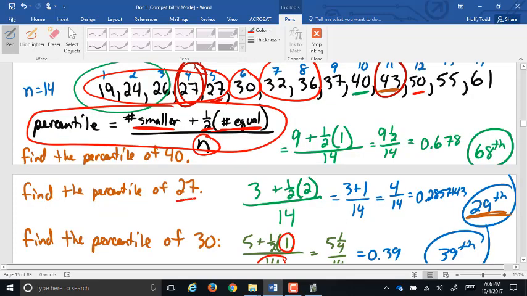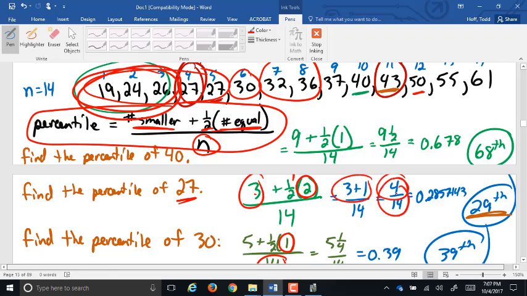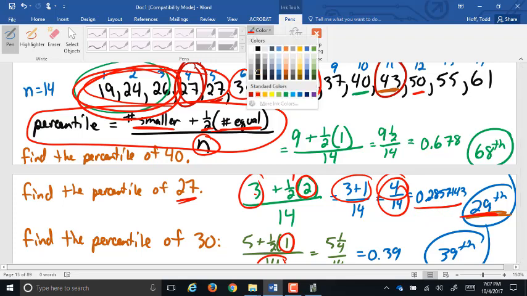So like when we did 27, there were only 3 numbers that are smaller than 27, but there were 2 27s and 14 total. So it's 3 plus 1/2 times 2, which is just 1. So 3 plus 1 gives us 4. And 4 divided by 14 gives us 0.2857. So we rounded that to the 29th percentile. Does that make sense?